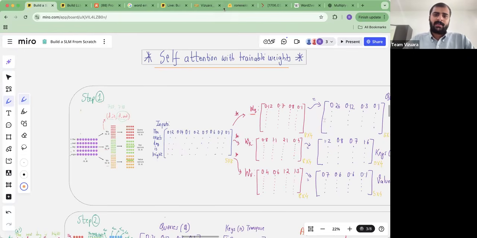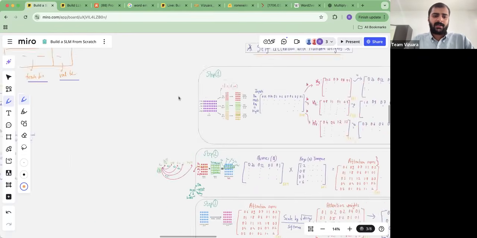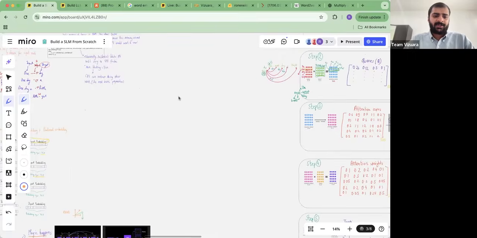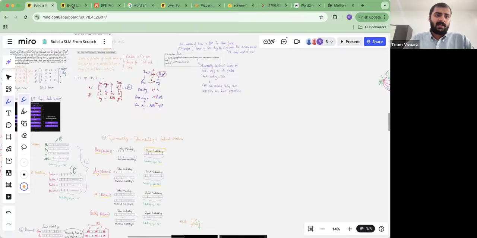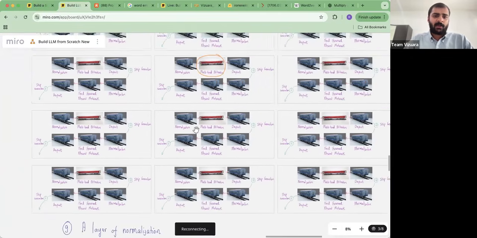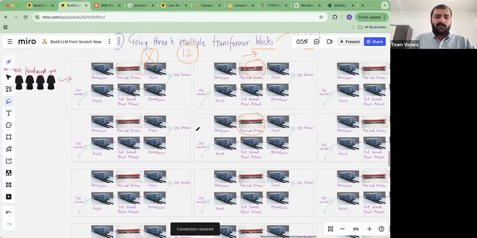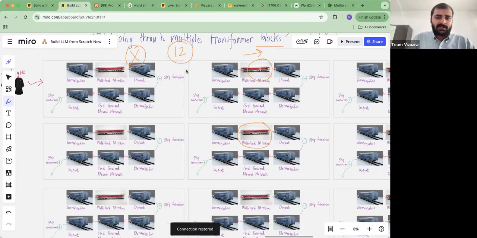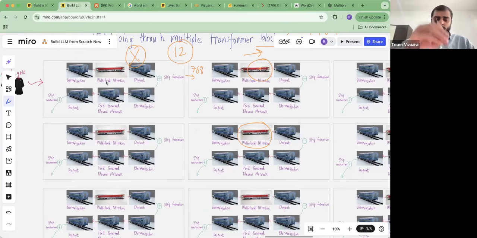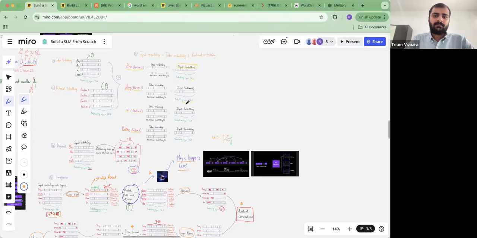All right, so let's now continue with the next part. Before that, there are some questions in the chat I would like to address. Remember that when these transformer blocks are stacked together, after you come out of the first transformer block, the dimension remains 768. The dimension always remains 768 after you come out of one transformer block and go to the next transformer block. That's why stacking these transformer blocks together is so easy.